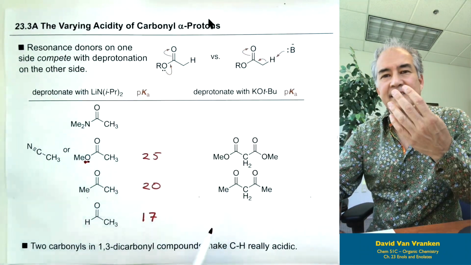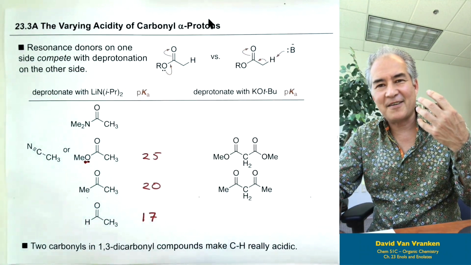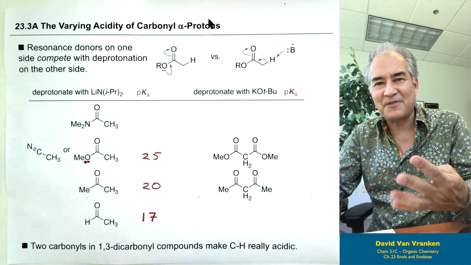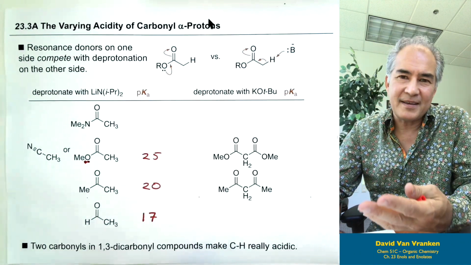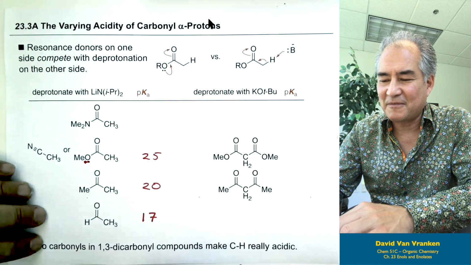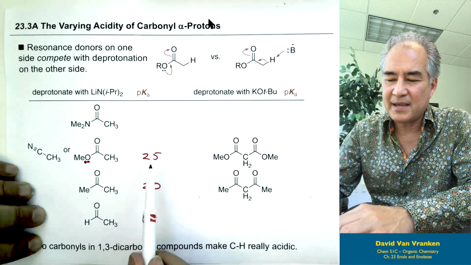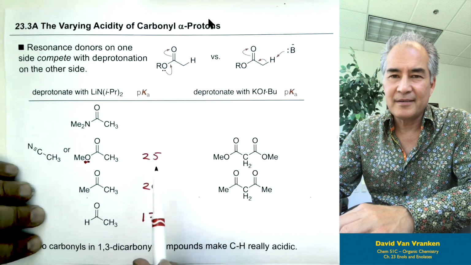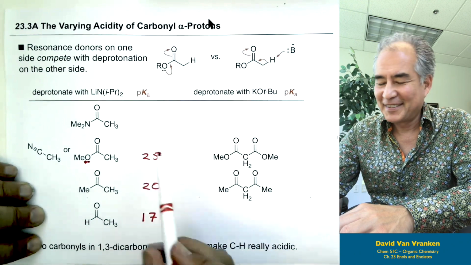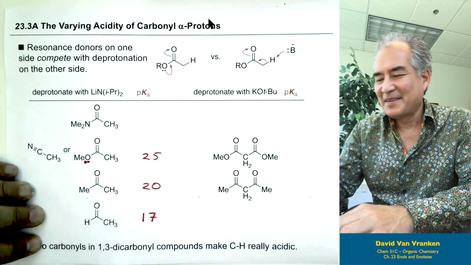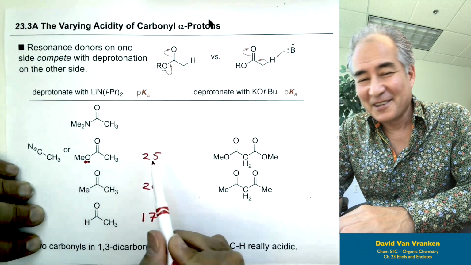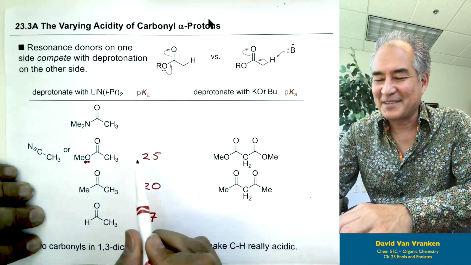I almost hated the fact that more acidic means lower pKa. You know, at this stage for you, you're probably like me. It's kind of this opposite thing that you have to keep straight. So more acidic means lower pKa.